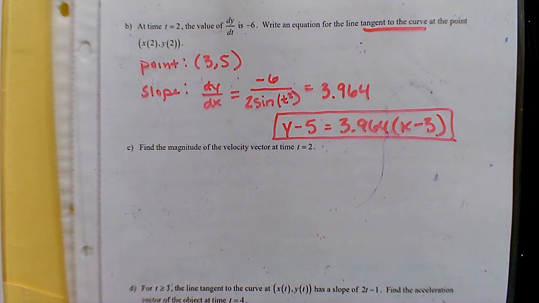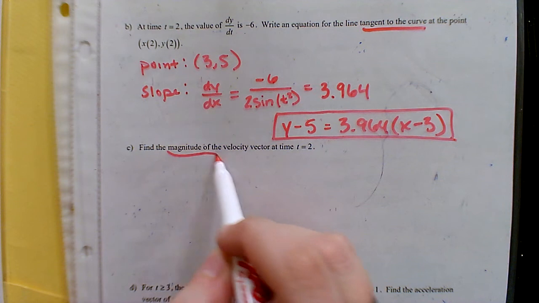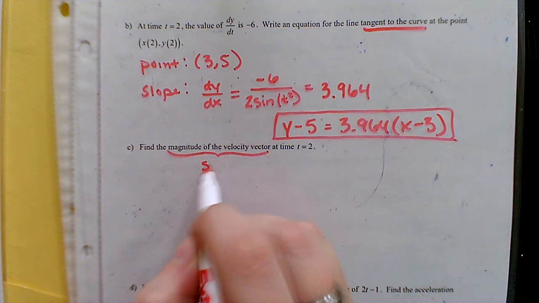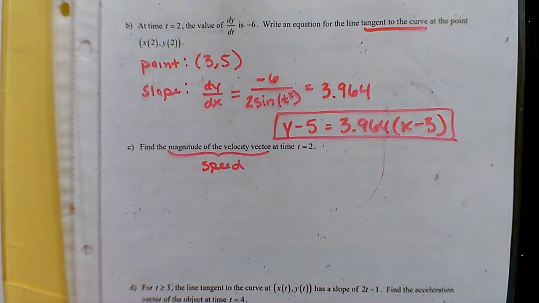All right, part C. Find the magnitude of the velocity vector at time 2. That's a lot of wording that just represents one simple word. Magnitude of the velocity vector. What do you think that also means? AKA, what's kind of another word for velocity? Speed, right? This is basically just your speed. Because remember, velocity is speed and direction. When it's talking about magnitude, it's just that speed part. So find the speed of the particle at time 2.